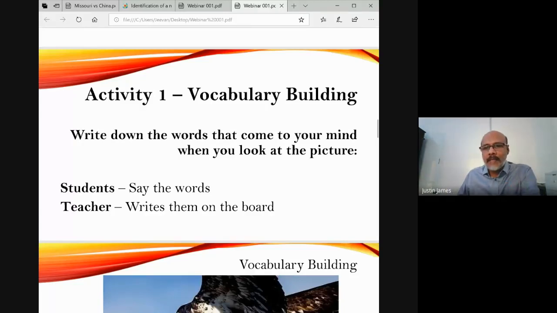Activity 1 is a vocabulary building exercise. In this, I am going to display a picture on the screen. What you can do is write down the words that come to your mind in the chat window. But how do you use this in the class? What you can do is, if you have a smart board, you can display this picture on the smart board.